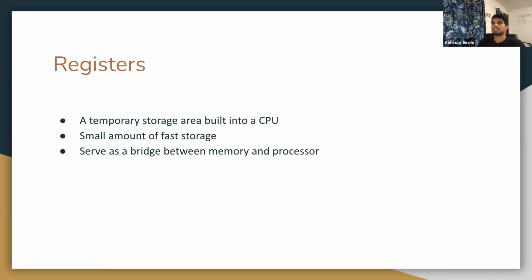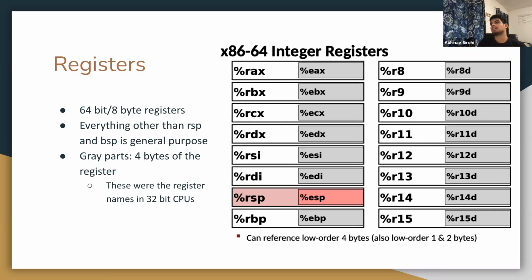Registers basically serve as a kind of bridge between your main memory and your processor. If you want to send data over to the processor from memory to do some calculations on it, you need to use registers. These are the registers that we'll be talking about in the version of assembly that we're working with, which is x86-64. These are 64-bit registers, 8 bytes.